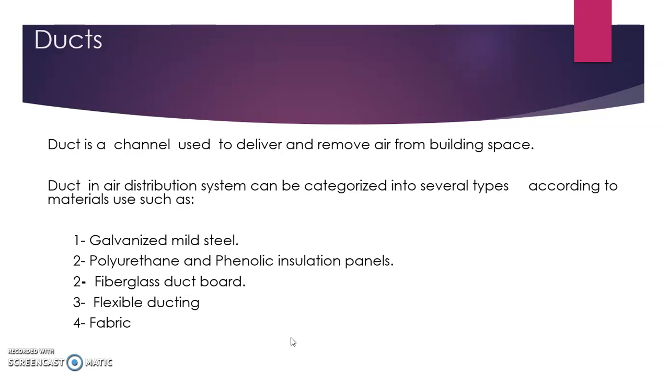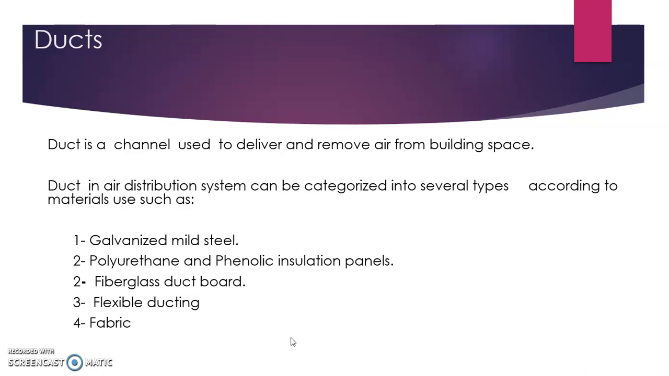The first one is galvanized mild steel. This is one of the most common materials for duct. For common ducting, we use GI, galvanized mild steel, because it is quite cheap compared to the others. GI comes usually in plate type, in sheet metal type. We will cut it and make it into a box to make it like a ducting system.